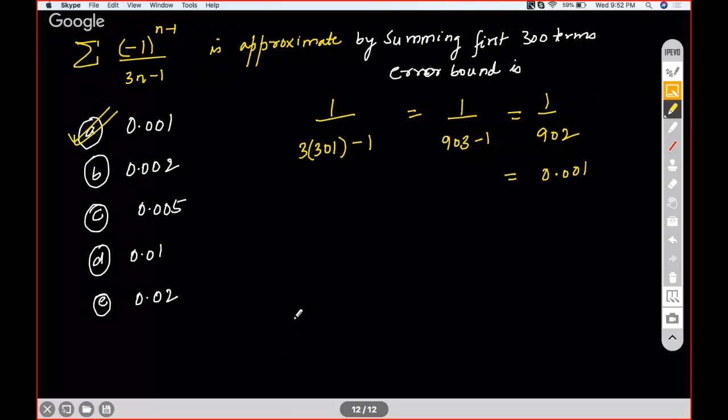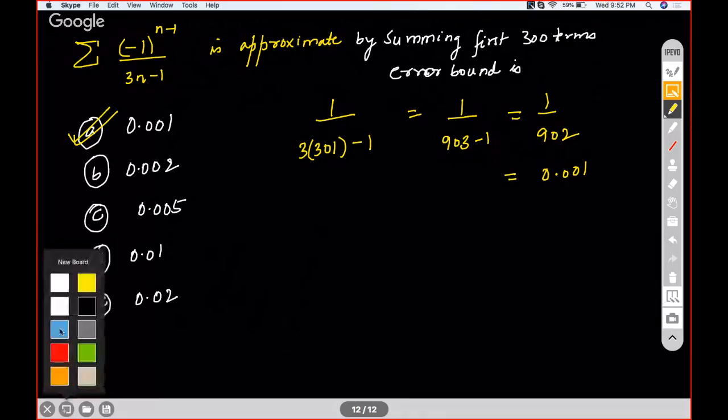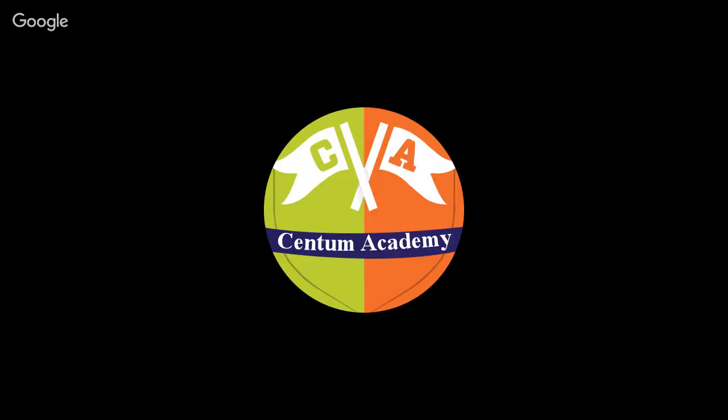Now let's talk about power series. Don't confuse power series with the p-series. The p-series is different. Power series is different. When you write a kind of infinitely long polynomial equation like this, that means it's never ending, it goes to infinity. Then these kinds of series are called power series.